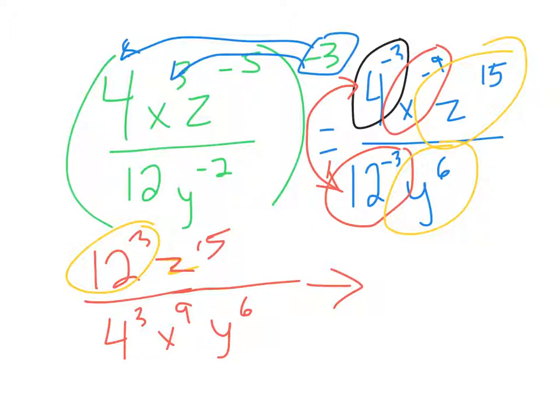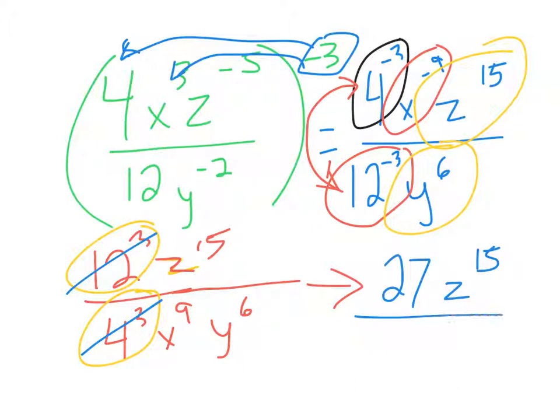1,728. And then I can go ahead and divide that by the coefficient at the bottom. 4 to the third is 64. So 1,728 divided by 64, if I went ahead and did that, that's positive 27. So that positive 27 stays on top, but that's going to allow me to eliminate just those. It just becomes 27. So my completed answer here is going to be 27 z to the 15th over x to the 9th, y to the 6th. And that should be our answer.